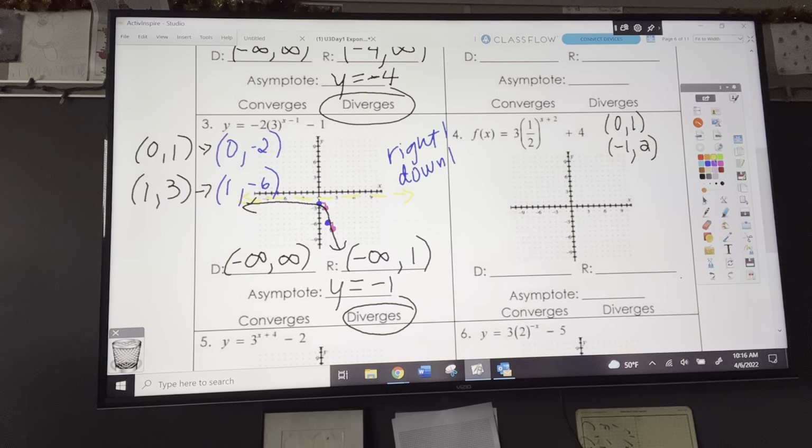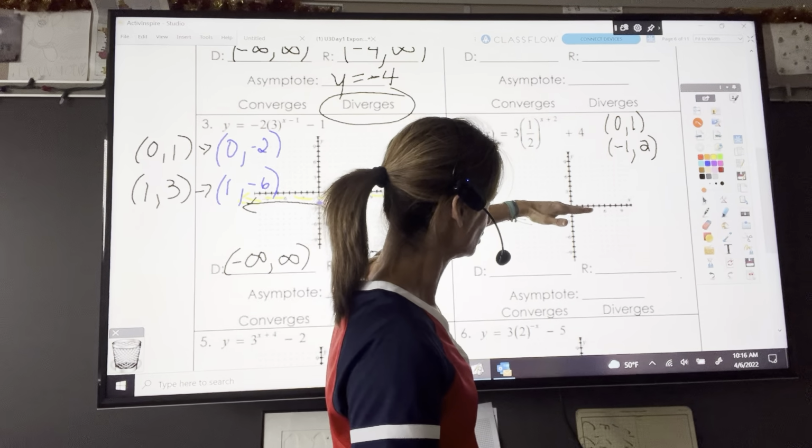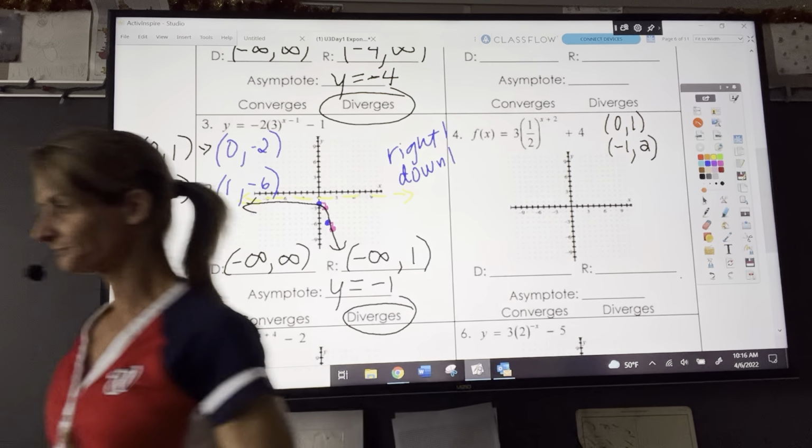Before we continue, I'm going to go ahead and plot the asymptote. The original parent function asymptote is at y equals 0, and this one is being shifted up 4. So our asymptote is at y equals 4.